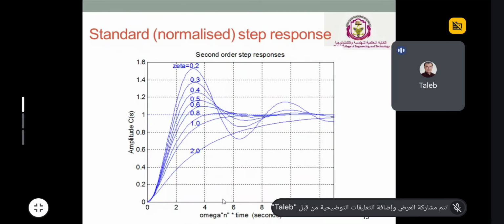So this is a curve for different numbers in terms of zeta. So zeta 0.2, 0.3, you see? Then as we come from small numbers to large numbers, we come down. So the smaller the zeta, the larger the output, and of course, with more oscillations.